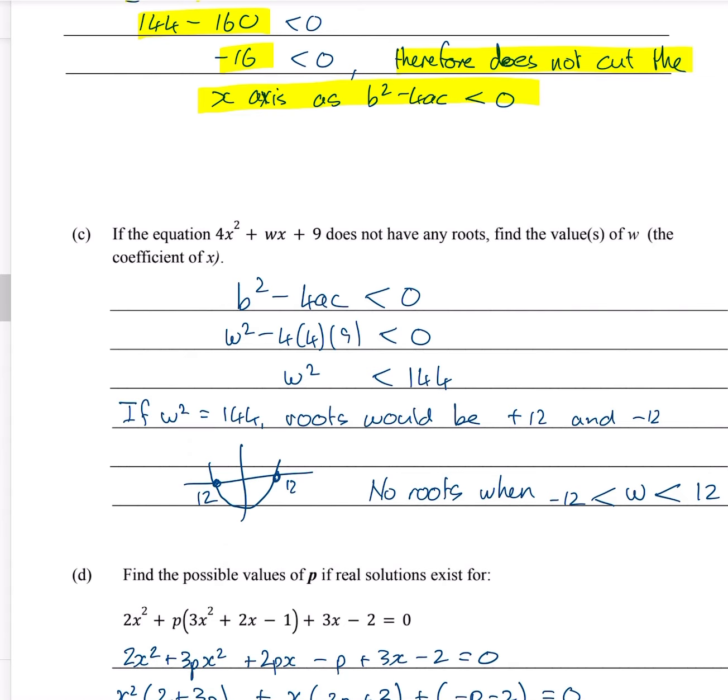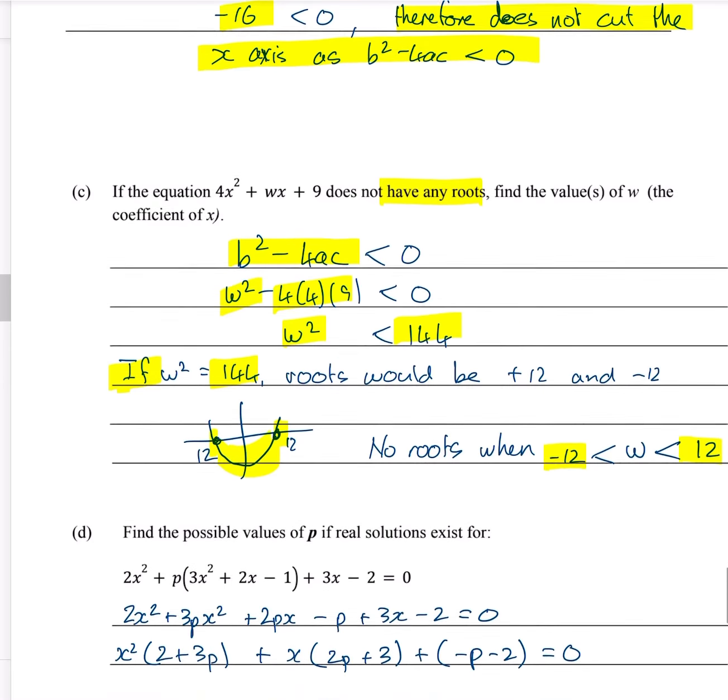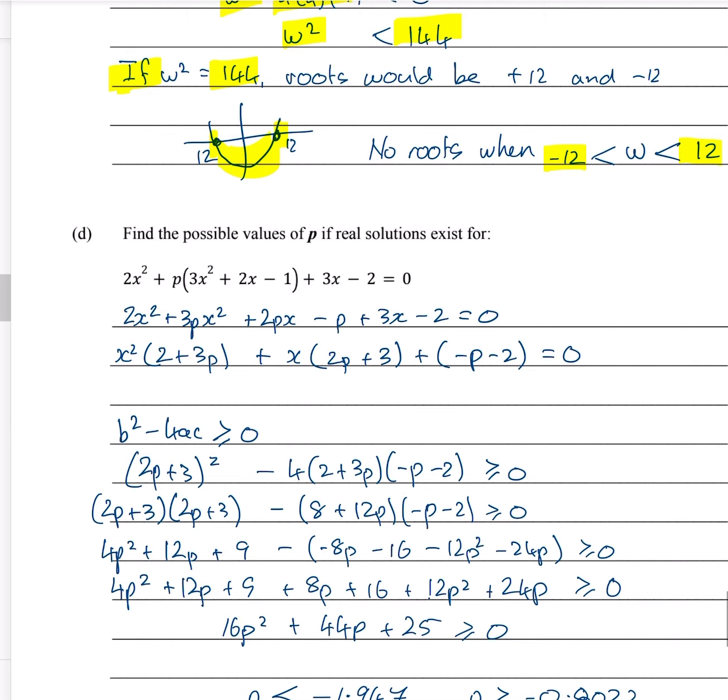This one here, the same sort of thing, does not have any roots. That means b squared minus 4ac is less than 0. B squared is w squared. So if w squared equals 144, you would have roots at 12 and negative 12. So because we want a negative value, there'll be no roots when w is between 12 and negative 12.